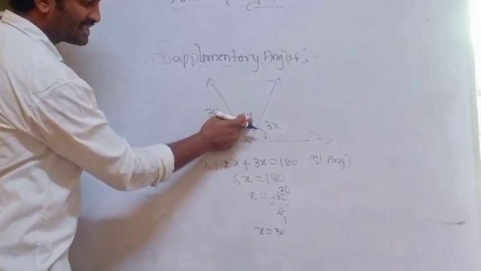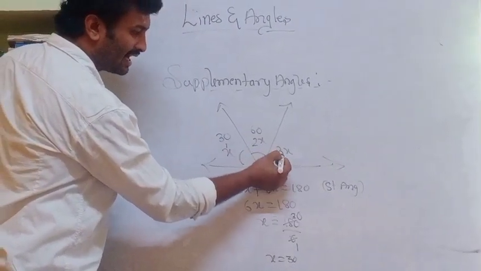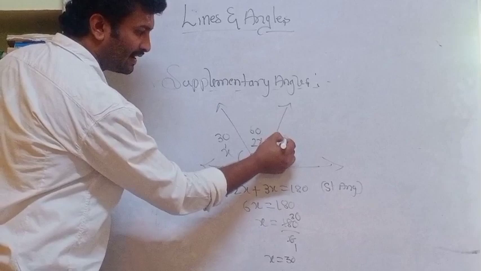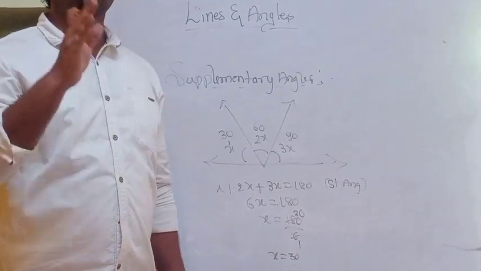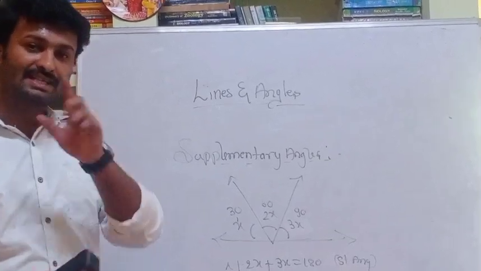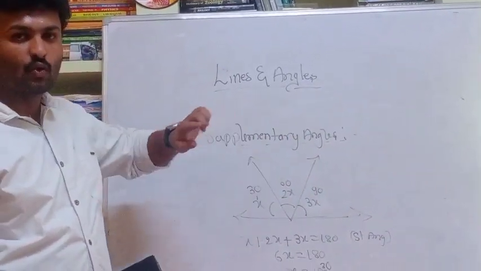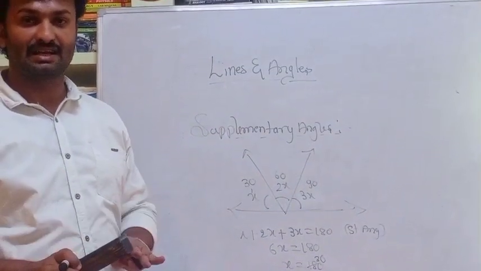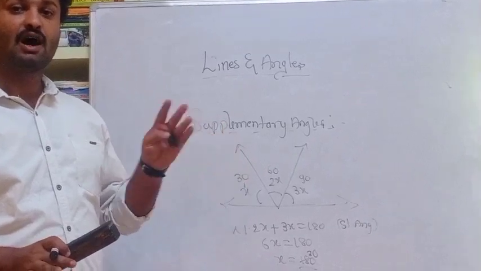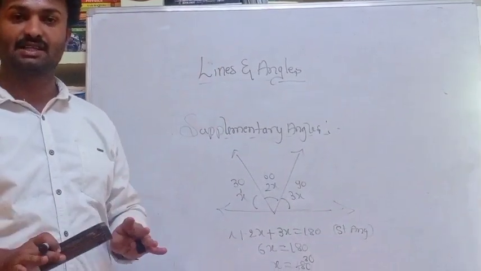Substitute and replace x here. 2 times 30 is 60, and 3 times 30 is 90. Add all three angles and check whether we get 180. Exactly, we get 180: 90 plus 60 is 150, and 150 plus 30 is 180. You will get a straight angle again. This is the way to find the x value in supplementary angles.